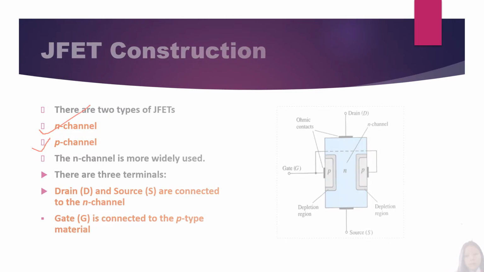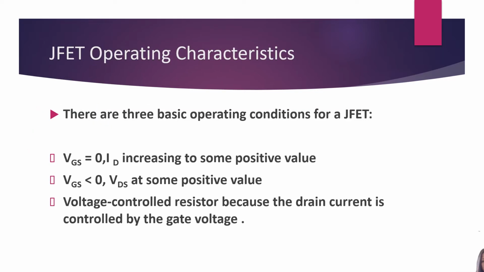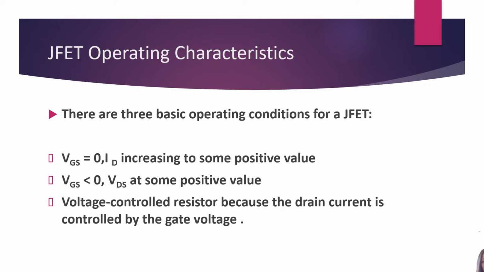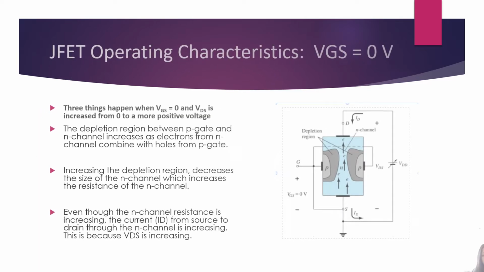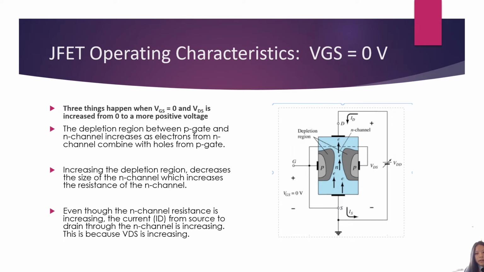Now, let's see some of JFET operating characteristics. There are three basic operating conditions for JFET. Number one, VGS equals 0, ID increasing to some positive value. VGS less than 0, VDS at some positive value. Voltage controlled resistor, because the drain current is controlled by the gate voltage.